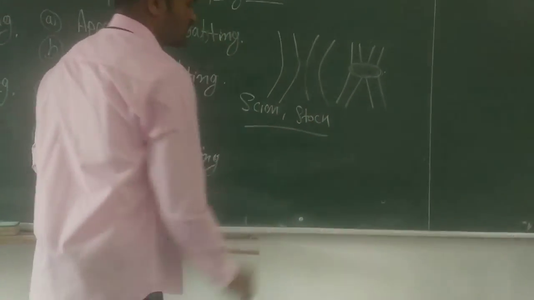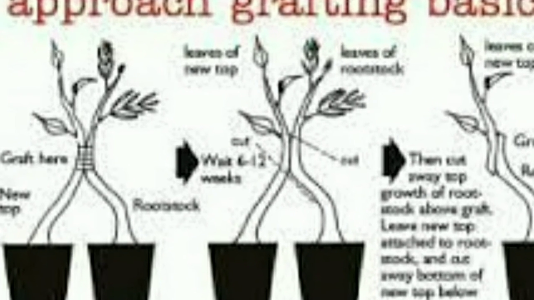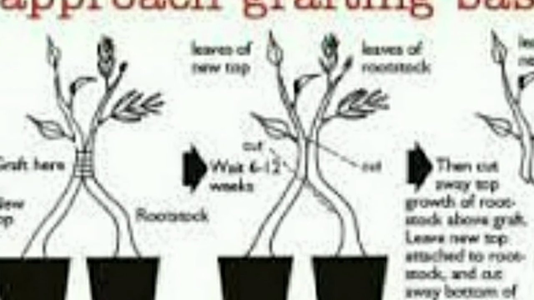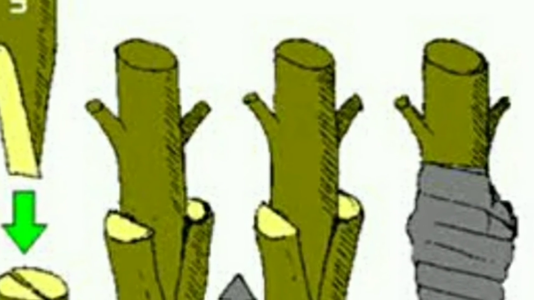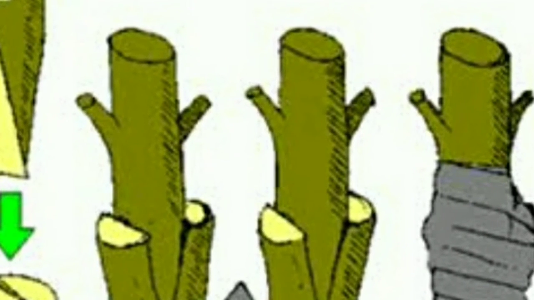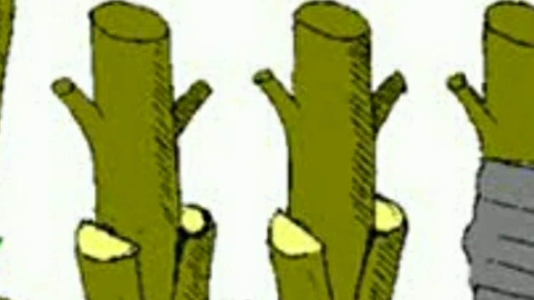Next, this is approach grafting. See the diagrammatic representation. In this grafting, two different plants are attached. The other is cleft grafting or wedge grafting, containing scion and stalk. It is one of the major methods in horticulture.